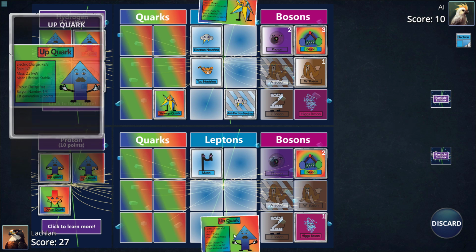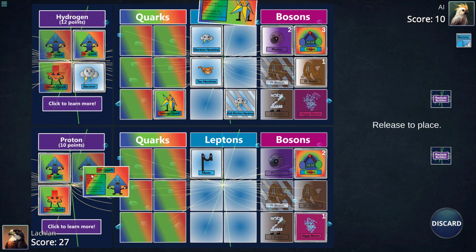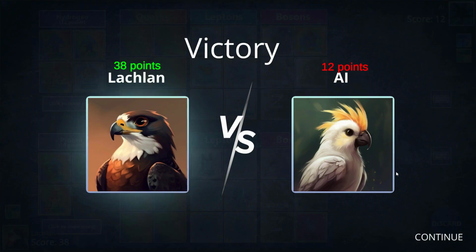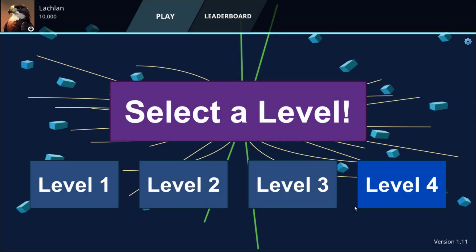So, finally, I have collected my final up quark, which will allow me to end the game. And that means I get a score, my opponent gets a score, and I win, 38 points to 12. So then, I can play again, and if I want to learn more laws of physics, I can play a higher level, or I can keep playing these lower levels here. So that's the gist of Particle Builder.